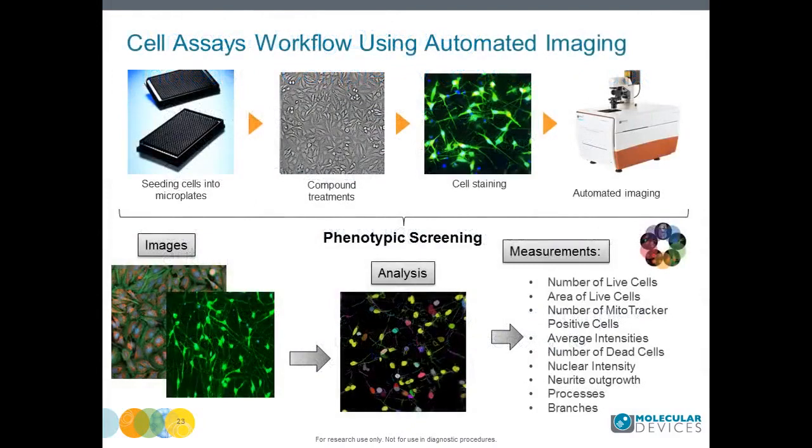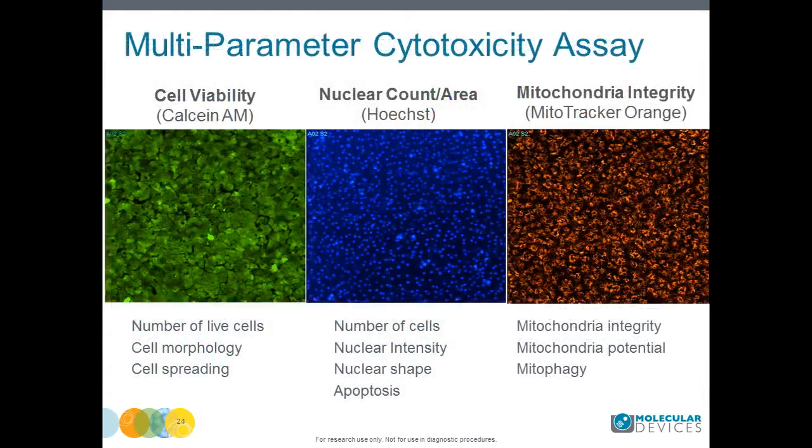The flowchart for the typical automated imaging assay includes cell plating, treatment with compound, staining, then imaging. Images are analyzed by software, allowing derivation of multiple measurements that characterize the effect of compounds on cell morphology. For example, for a multi-parameter cytotoxicity assay, calcein AM can be used for defining the number of live cells, also cell morphology characterization. Nuclear dye can be used to determine nuclear intensity, shape, or apoptosis, and mitotracker orange used to measure mitochondria potential or autophagy.